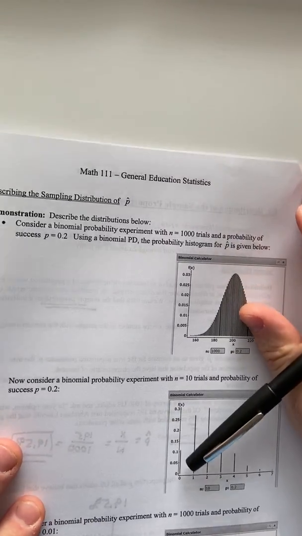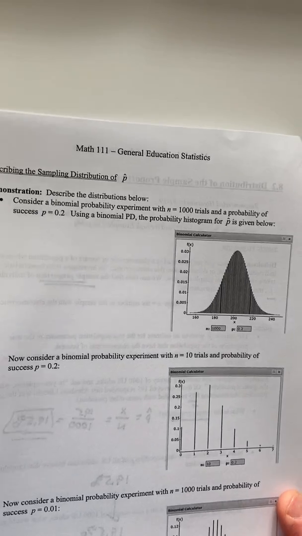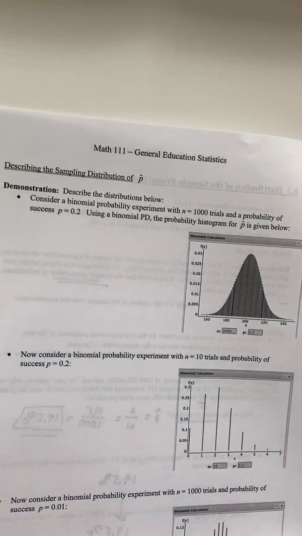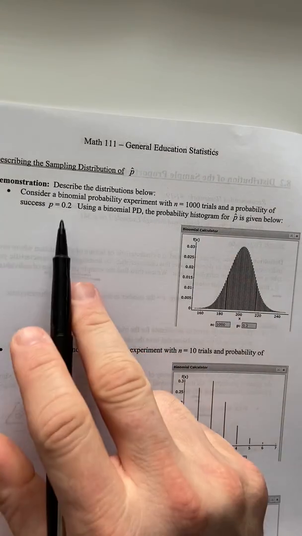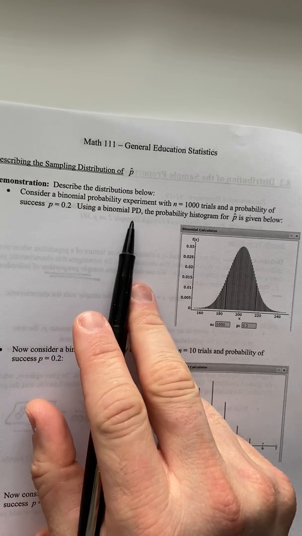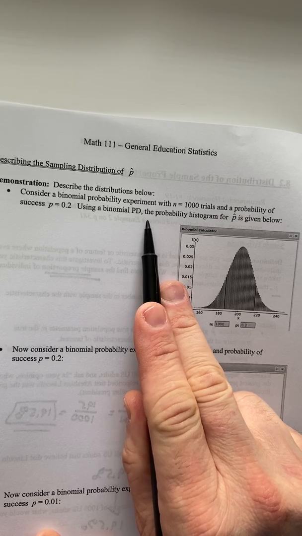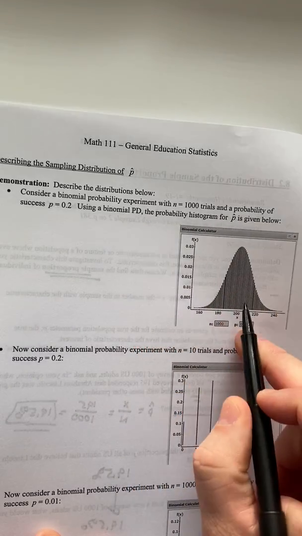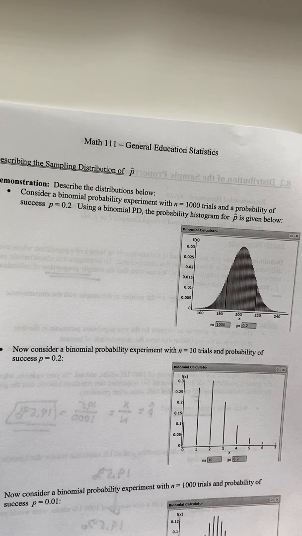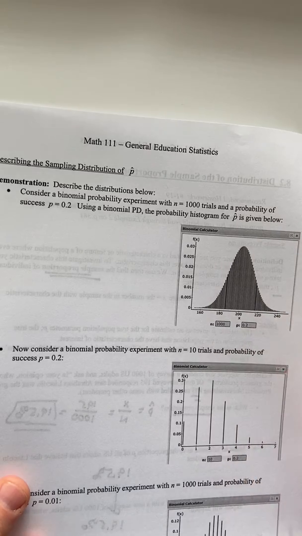Let's consider the binomial probability experiment here. There were 1,000 trials and the probability of success was 0.2. Using binomial probability, the probability histogram is given below. Can we assume that that thing is normal? By God, it looks normal. Perfectly bell-shaped curve. Now, I'm going to say this thing is perfect.